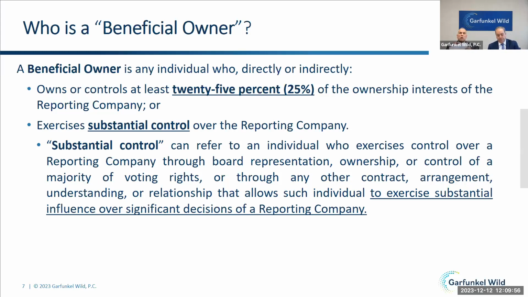Okay, so before we proceed to the next slide, the first bullet point says owns or controls at least 25% of the ownership interest of the reporting company. Later on, we have a slide that's going to show you intermediary ownership. So it does not need to be direct ownership. It can also be indirect ownership. And we will get to that intermediary slide, and I'll bring that to your attention.